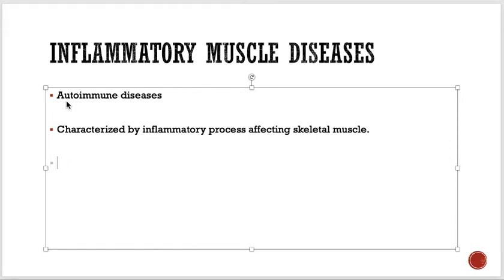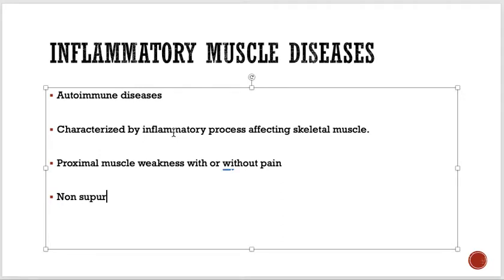So now, what happens in these inflammatory myopathies is basically proximal muscle weakness with or without pain. Okay, so there could be pain, there could be no pain. And basically the muscles get damaged by a lymphocytic inflammatory process, or you can say a non-suppurative lymphocytic inflammatory process.